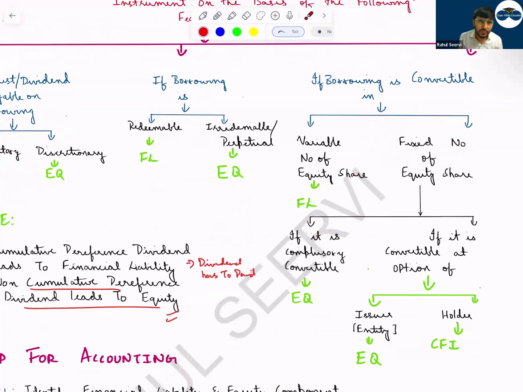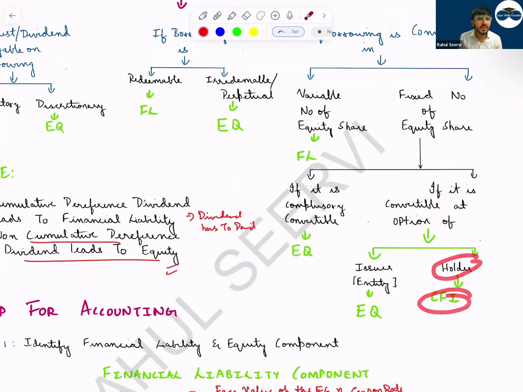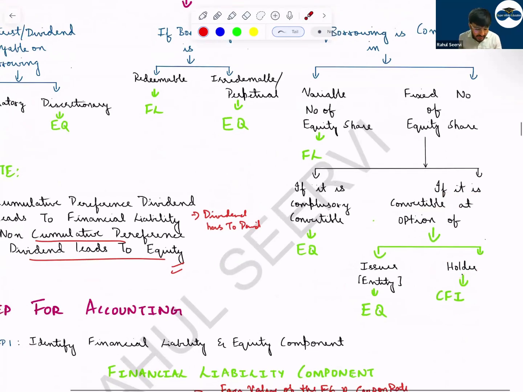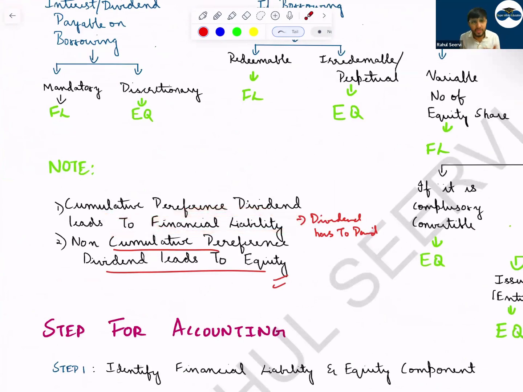The principal amount we will not take at the end of the fifth year. If it is convertible at the option of the issuer entity, they will always choose to account as equity. If at the option of the holder, then you will say that it is a compound financial instrument. Then cumulative preference dividend leads to a financial liability because the dividend has to be paid every year. Non-cumulative preference dividend leads to equity. For MCQ, this could be helpful for you.